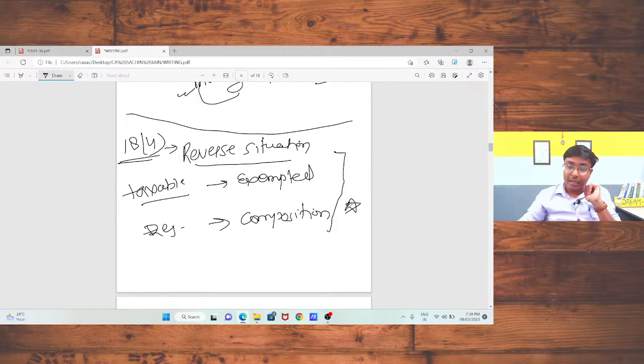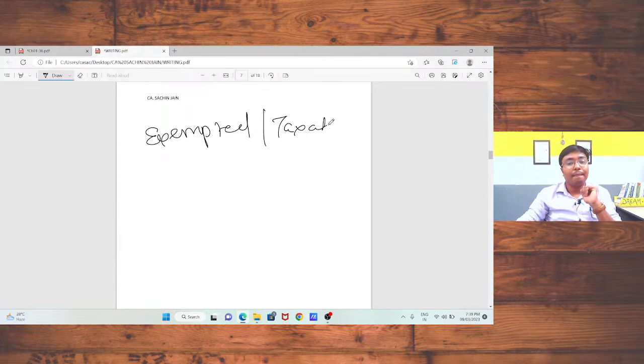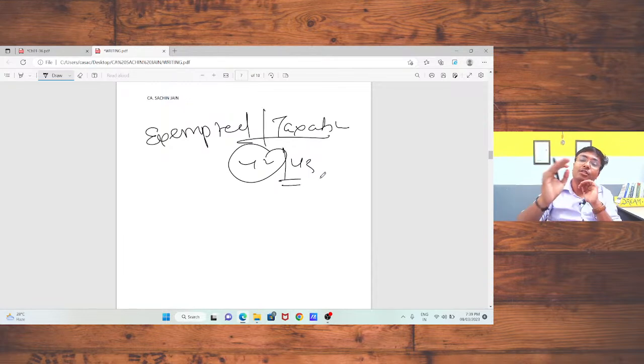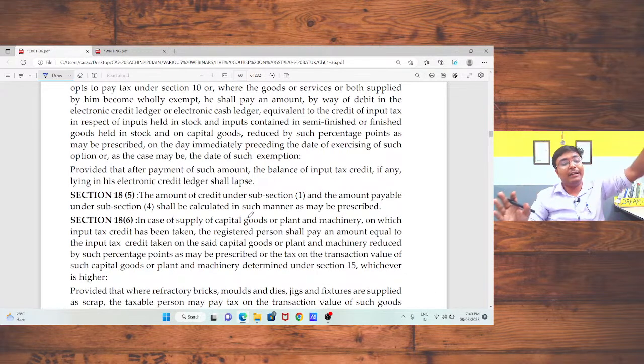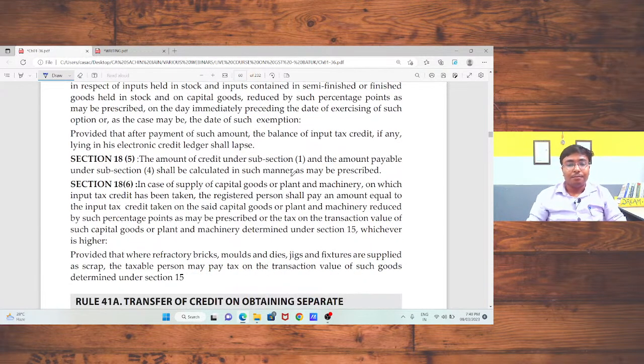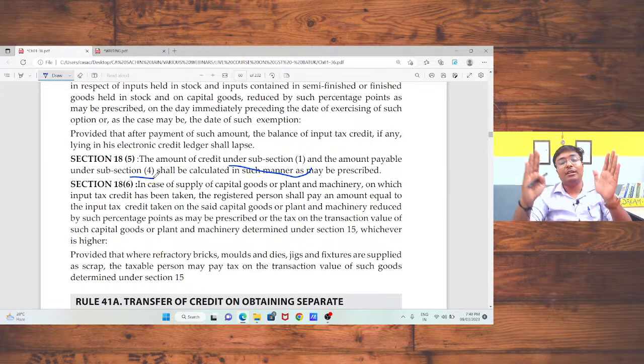But if there is a mixed supply, that is, I am going to use exempted as well as taxable, in that case I need to follow rule number 42 and 43. We will discuss those rules also. Is that okay, sir? Section 18 subsection 4 is the reverse situation of section 18 subsection 1. The amount of credit reversal under section 18 subsection 1 and 18(4) shall be calculated as prescribed, which has been mentioned in the rule. We had already discussed that part.